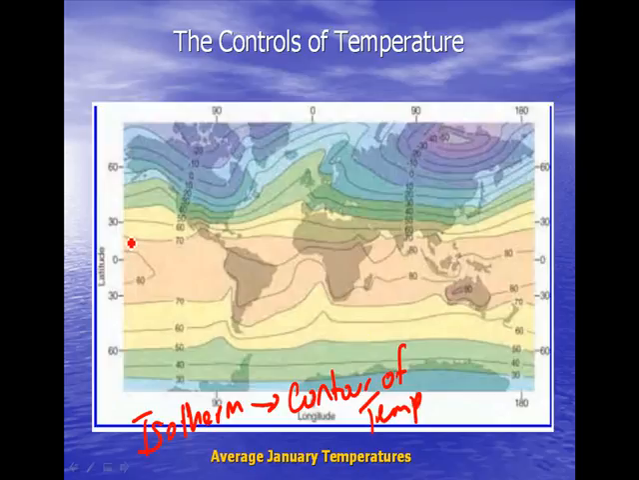Everywhere on this 70-degree line indicates that temperature is 70 degrees. And you'll notice that as we go poleward, now this is average January temperatures, as we go poleward, temperatures begin to change, and they change rather rapidly.